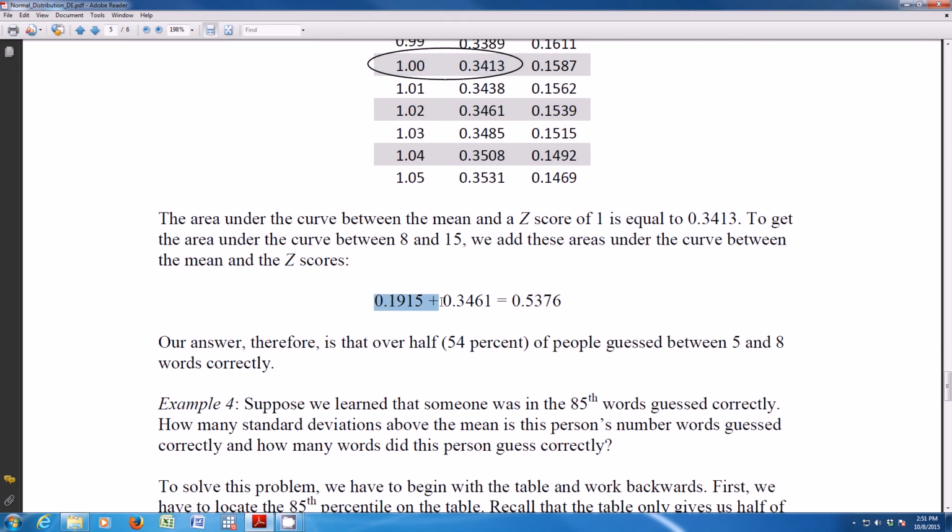And so we just add those two areas together, 0.1915 plus 0.3413, and we get a total area of 0.5328. So if we round that and express it as a percentage, that tells us that 53% of people guess between 5 and 8 words correctly. And that's the answer to our question.